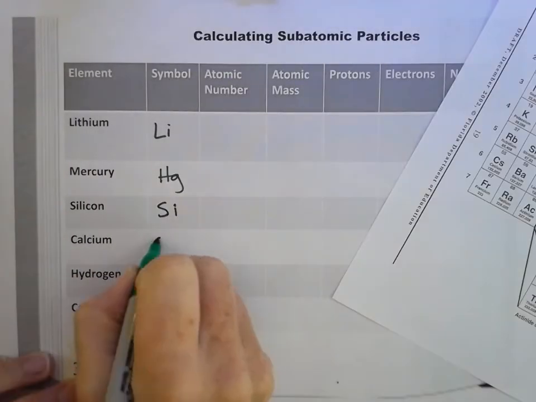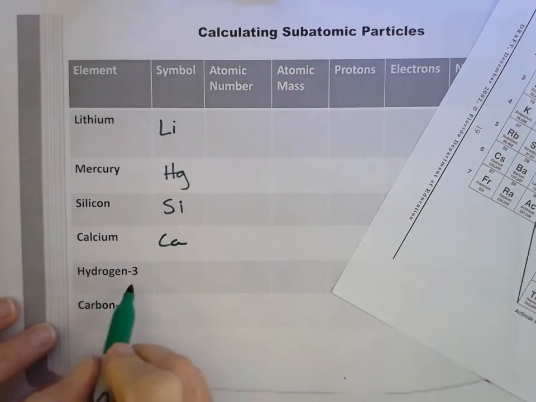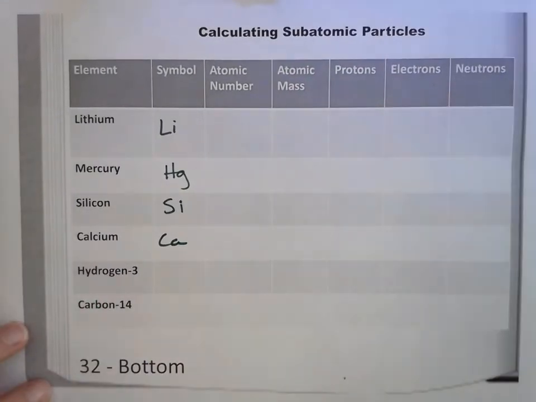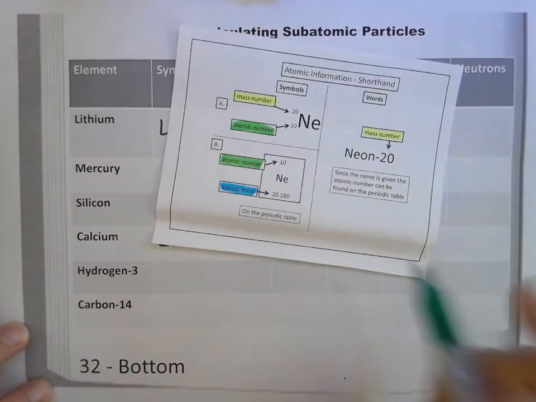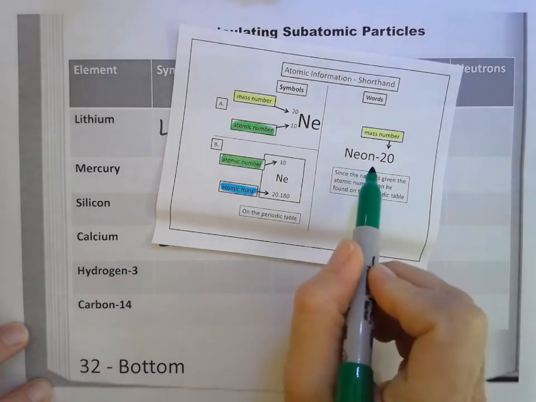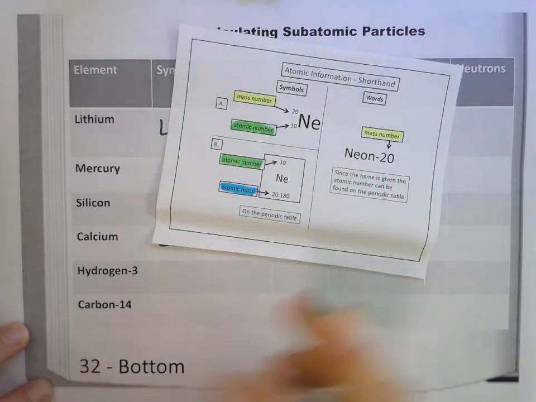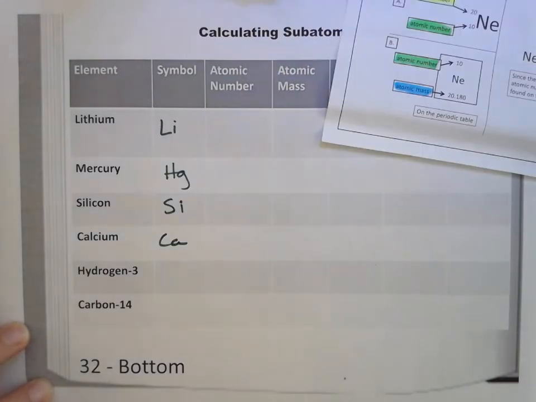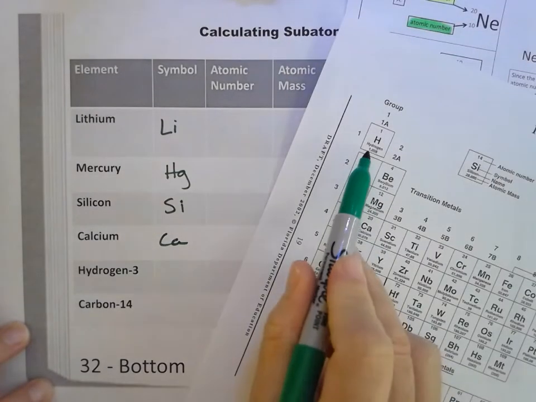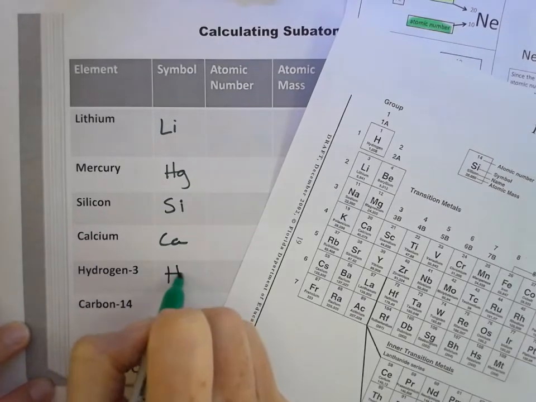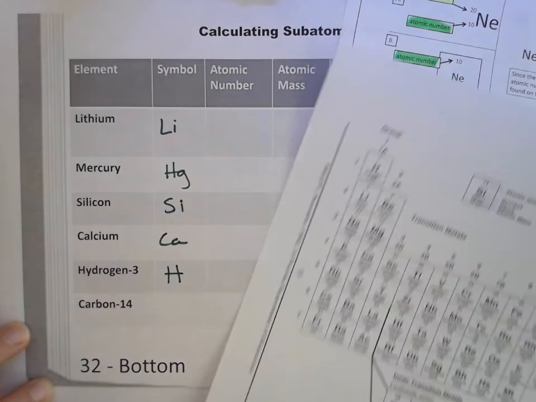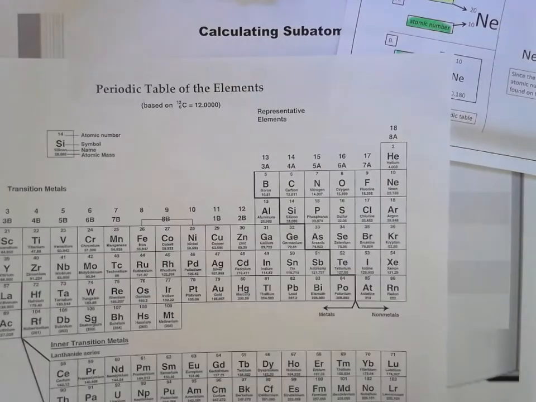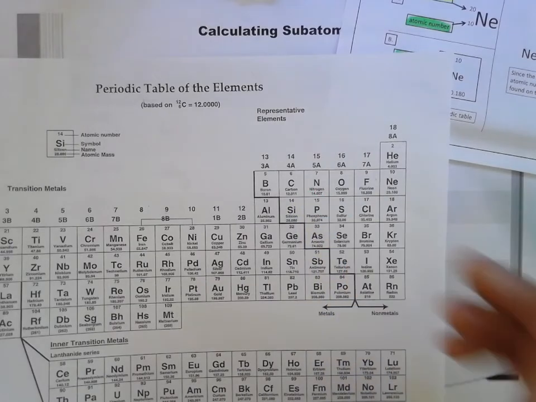Now this says hydrogen 3. This is a single isotope right here, which looks just like this. So the back number is just the mass number. I'm still just going to look for the name. Most people know that hydrogen right here is a capital H. We have carbon 14, same thing. We're going to just look for carbon. Carbon is capital C.